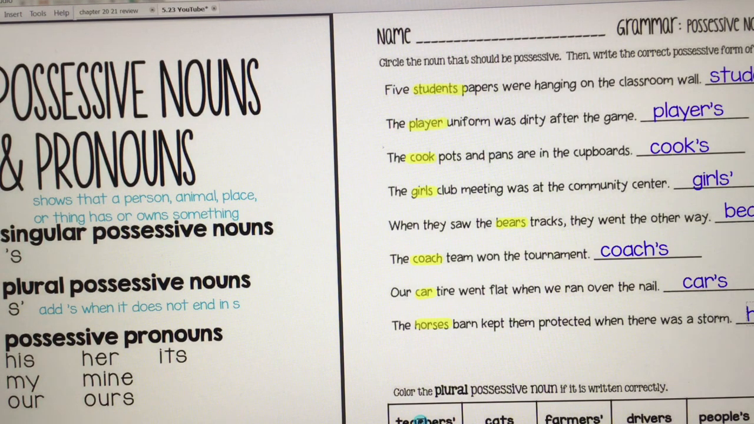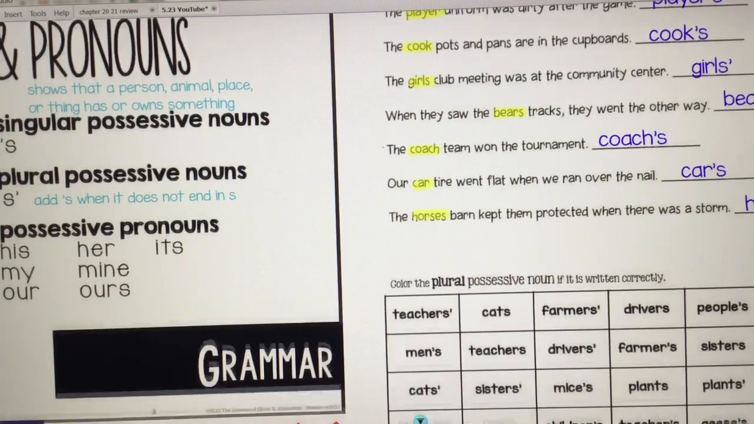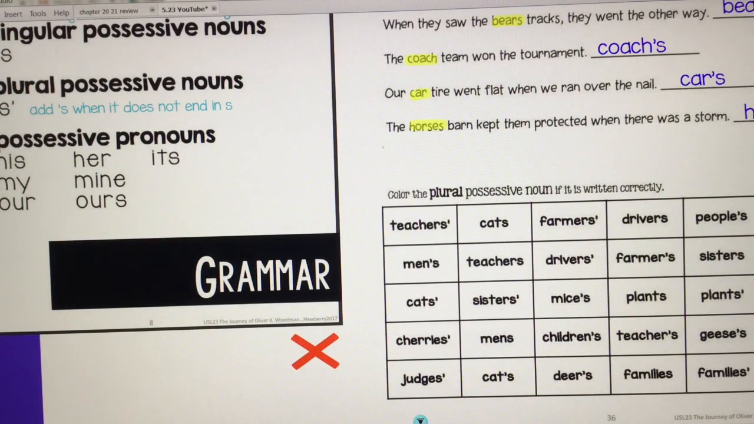Now the bottom part is where we're going to have to use either a crayon or colored pencil because it wants us to color the plural possessive noun if it's written correctly. So remember, it's plural. Either there's an S with an apostrophe, or we're going to add an apostrophe S when it does not end in S. So I put this X here because I'm going to go through and cross off the ones I definitely know are not right, that I'm not going to color.